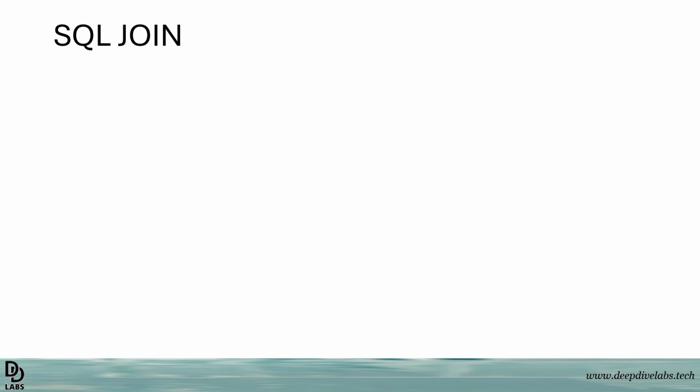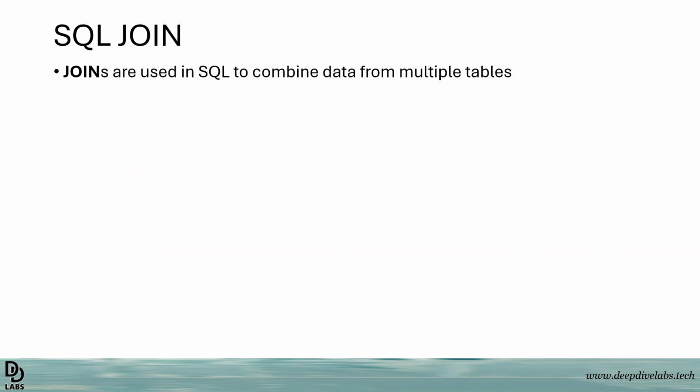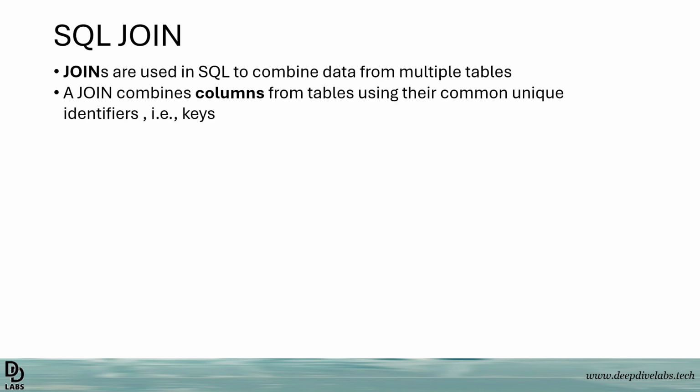Let's talk about SQL joins. Joins are used in SQL to combine data from multiple tables. Typically, if you want to do any sort of reporting, you are trying to combine data from multiple tables. A join combines the columns from the tables using the common unique identifier, which is the key, right?